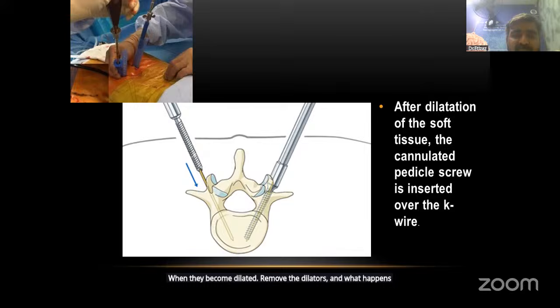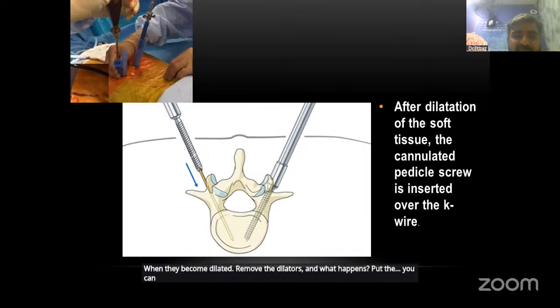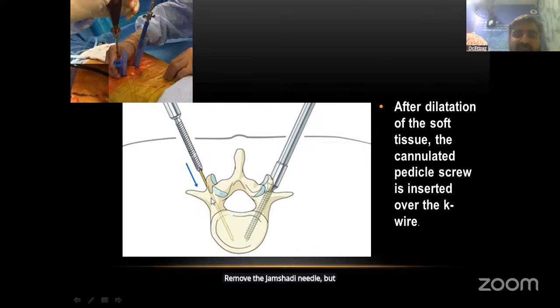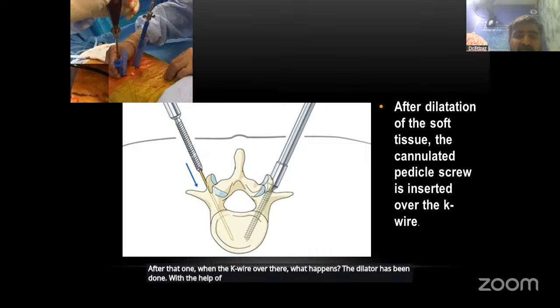Put the K wire inside the Jamshidi needle. Remove the Jamshidi needle, but make sure the K wire stays inside. After that, with the K wire in place, the dilator has been done. With the help of the K wire, you have to pass the cannulated screws.